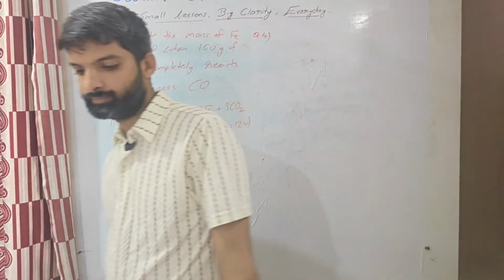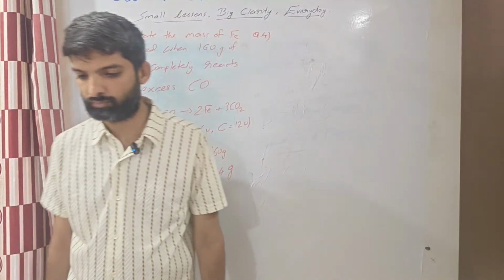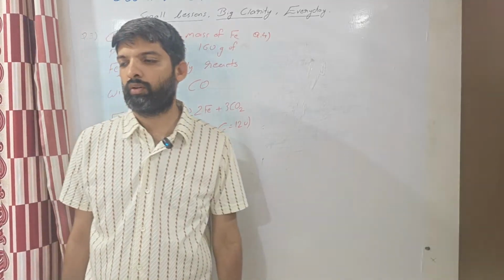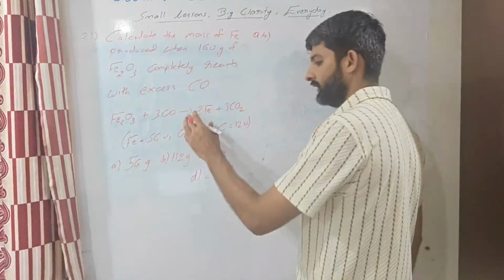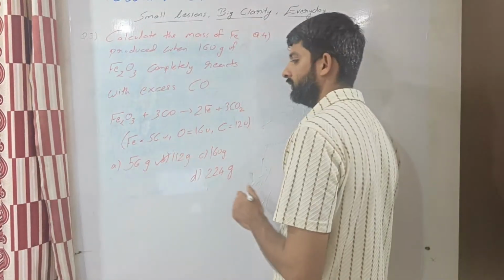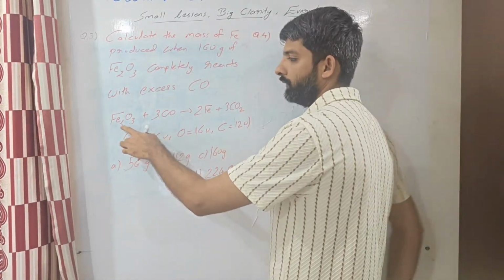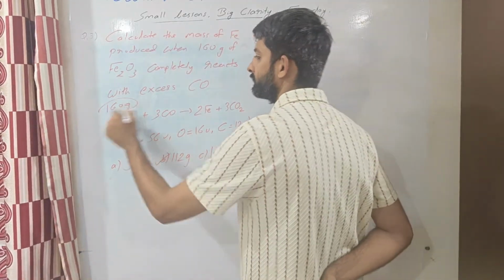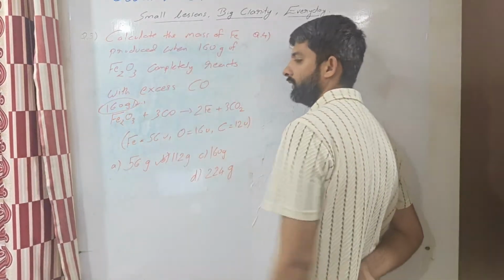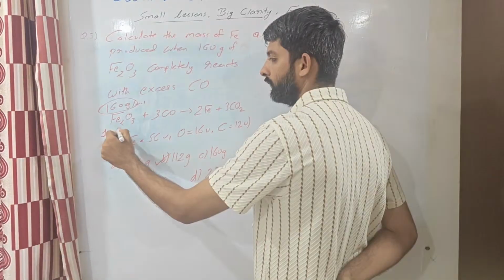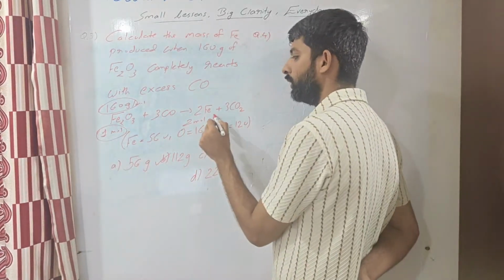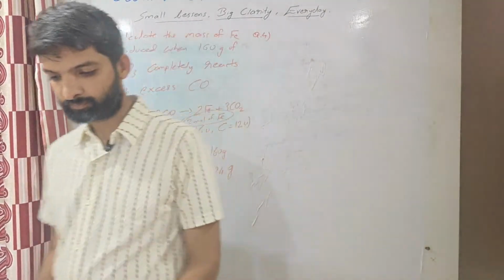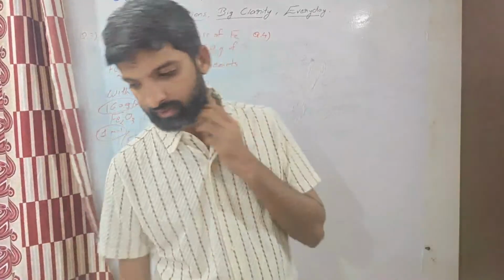Question 4. Okay, answer for this will be 112 gram, as Harmish said. If you find the molecular weight of Fe2O3, it is 160 gram per mole. And here the weight is 160 gram. So if you burn 1 mole of this, you will get 2 mole of Fe. And 2 mole of Fe means 112 gram. 112 will be the right answer.